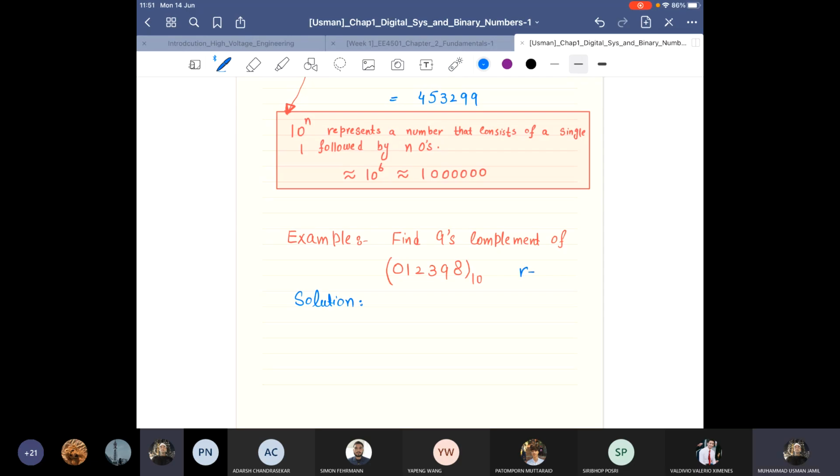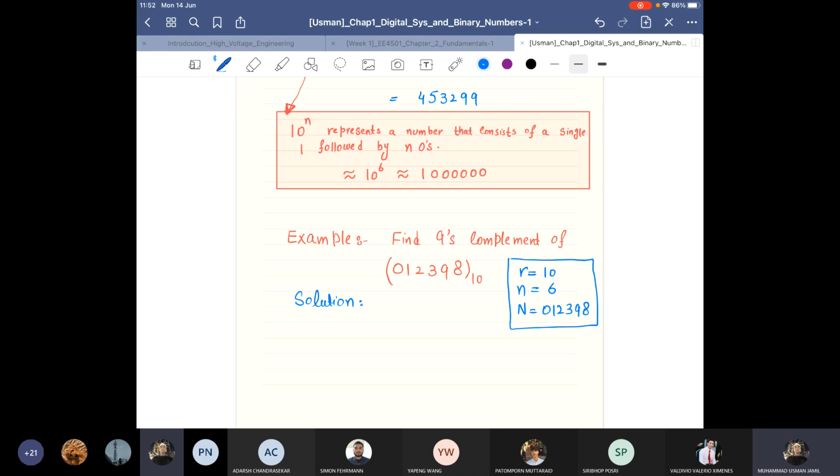So here we have r is 10, n is now 1, 2, 3, 4, 5, 6. So n is 6. And then capital N is 0, 1, 2, 3, 9, 8. So this information we get from our question.